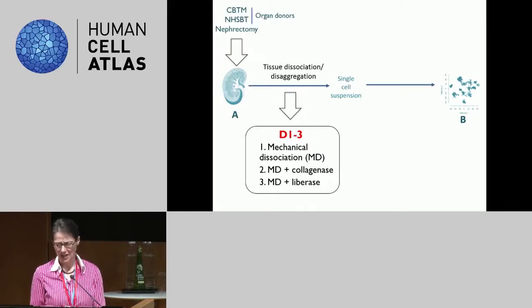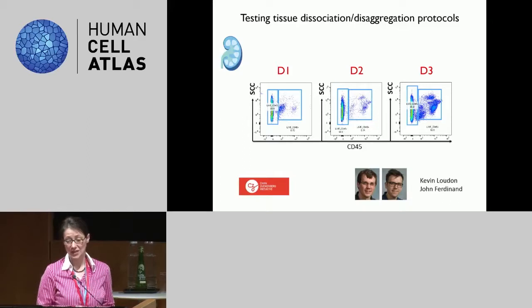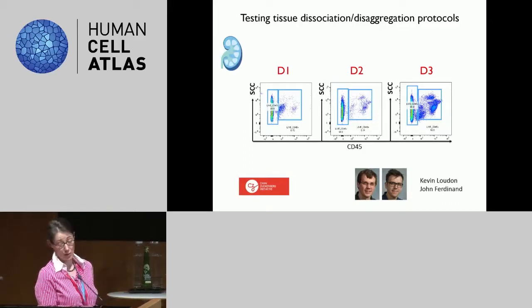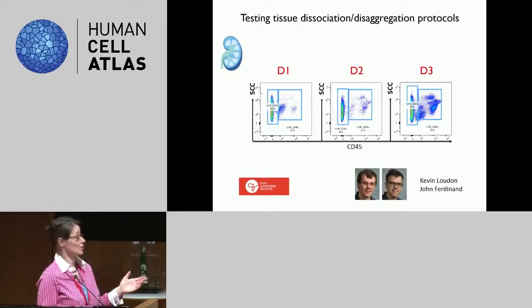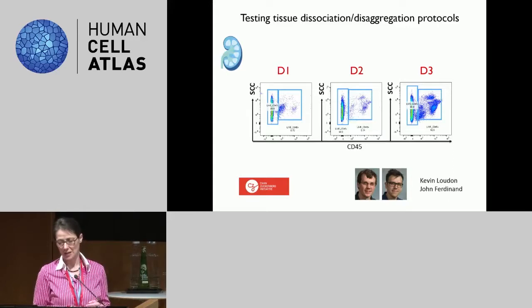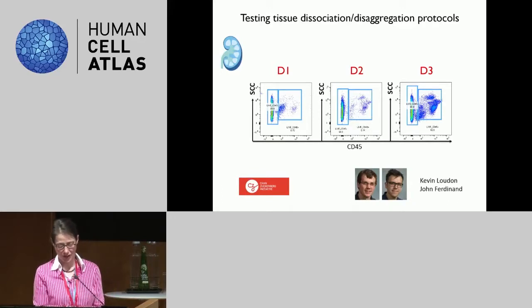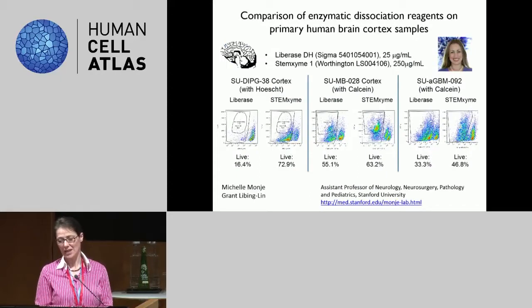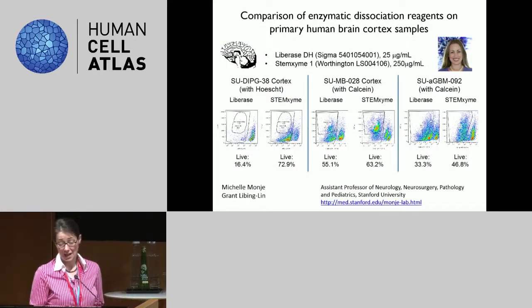So we've now done this with 3 kidneys, and Kevin and John have been leading on this. And you can see that in essence, this is representative of all 3 types, we get many more live cells, both immune and non-immune, the immune being CD45 positive, if we use the liberase. But I was really interested, and again, this shows the benefit of attending these meetings and efforts to collaborate, in a presentation by Michelle Monge from Stanford.